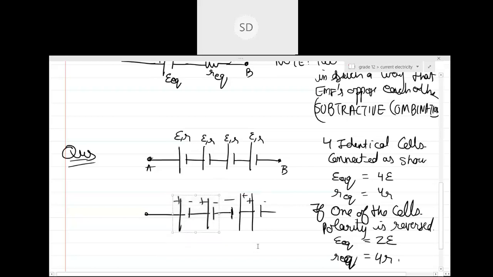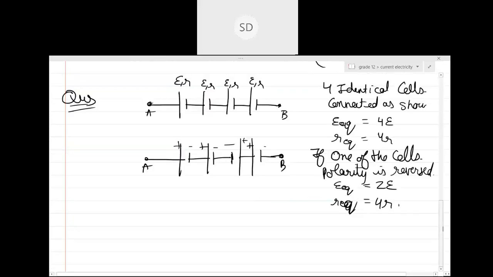Are you getting my point, guys? Yes, sir. So always remember that whenever you reverse the battery, it will be compensated with some of the other EMF which is present in the battery. Generally one question was there, very long ago, on this concept. I don't remember the question. Anyways, is this clear, guys?